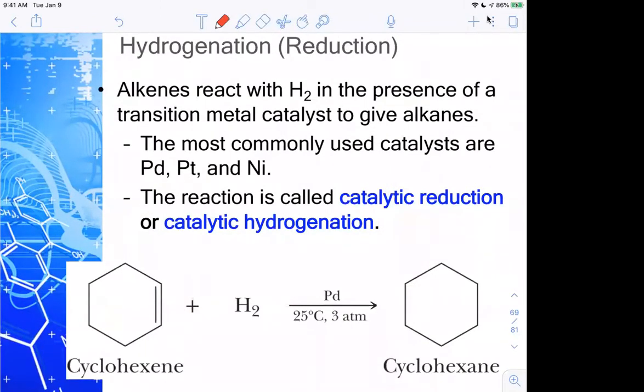Now, alkenes will react with this hydrogen to give alkanes. Again, I told you the most commonly used metal catalysts are platinum, palladium, and nickel. Because I need that metal, it's called catalytic reduction or catalytic hydrogenation. When I take a structure like cyclohexene, I'm adding hydrogen to it, and then I get the fully saturated cyclohexane.